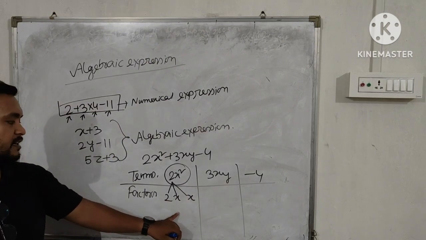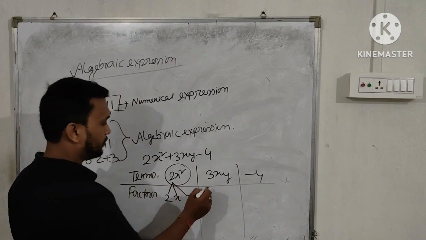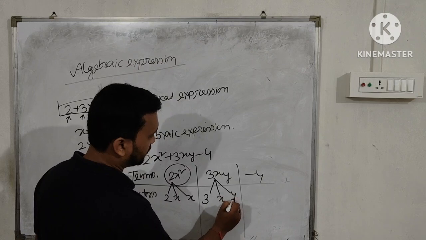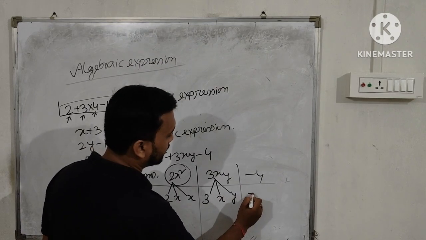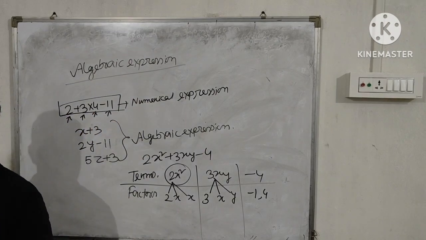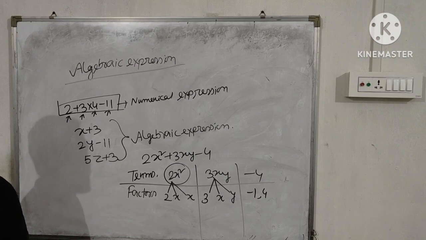That means these 3 factors are forming this term. Now for this, factors are 3, x and y, and for this only minus 1 and 4. Minus 1 into 4 gives minus 4. So this is how we can identify terms and factors.